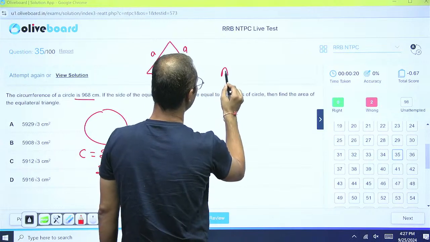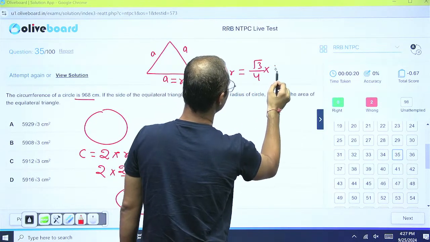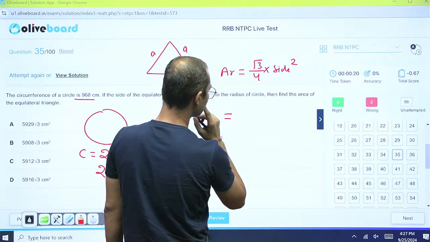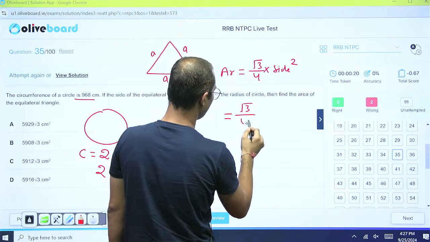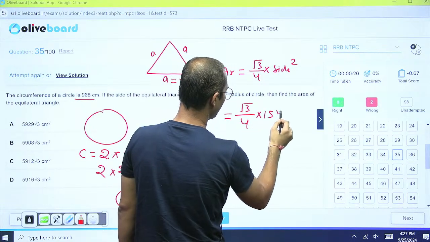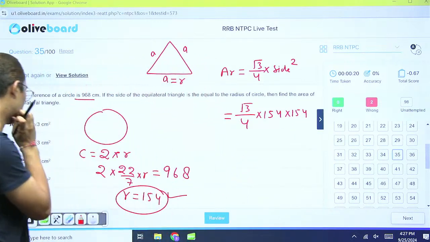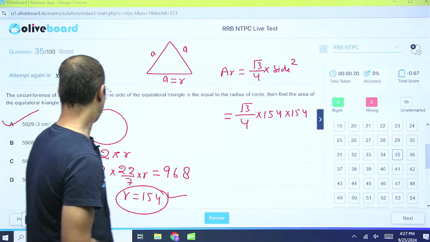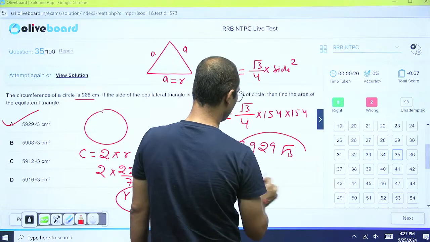We know very well the area of an equilateral triangle is equal to √3 upon 4 into side square, right? So we can put the value of side as 154. So the answer would be root 3 divided by 4 into 154 into 154. Now tell me what would be the right answer. So the answer would be option A, 5929 root 3.